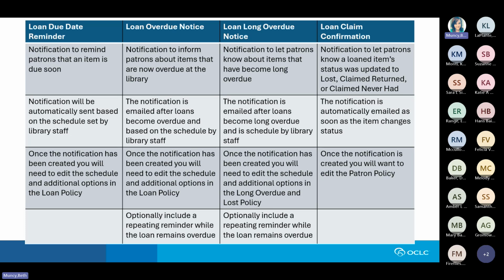This is a standalone notification that will notify the patron of when the item is coming due. So just a reminder, the item is due soon. It will automatically be sent based off of how it is scheduled on the loan policy and how that's set by library staff. Now, once that notification has been created, you'll be able to edit the schedule and add additional options within the loan policy itself.